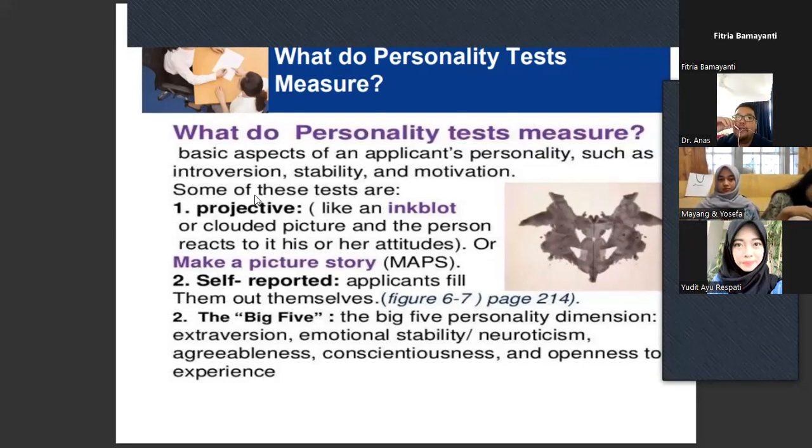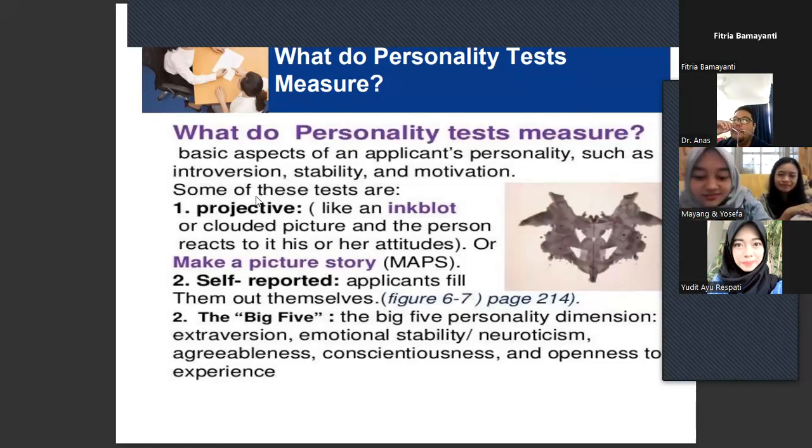Okay, so first is projective. Projective, like an ink blot or cloudy pictures, and the person reacts to it, showing his or her attitude. They make picture stories. And then the second is self-reported, where the applicant fills it out themselves. And lastly, the Big Five. The Big Five personality dimensions are extroversion, emotional stability or neuroticism, agreeableness, conscientiousness, and openness to experience.